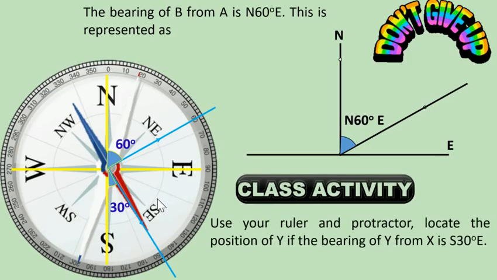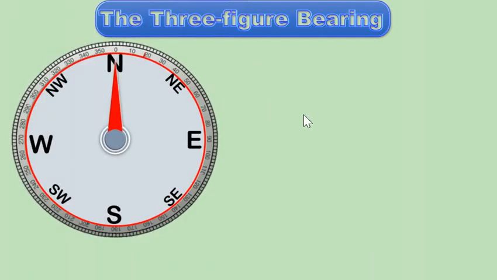So now, you can try this on your own. Use your ruler and a protractor. Locate the position of y if the bearing of y from x is south, 30 degree east. You can do that on your own. That is why it's called class activity. So we'll move to the next slide for the continuation.